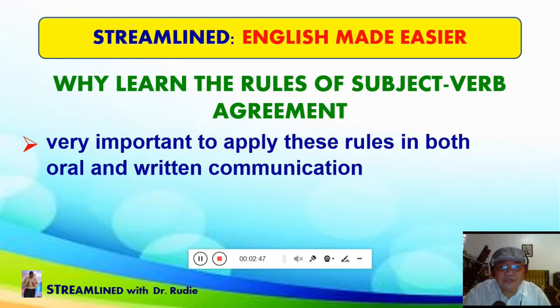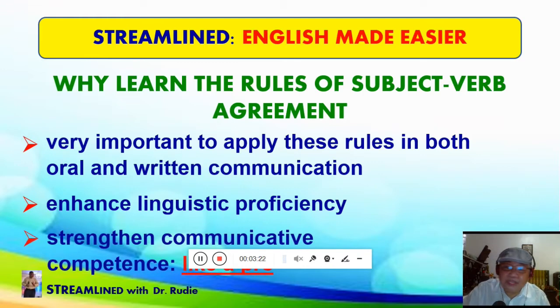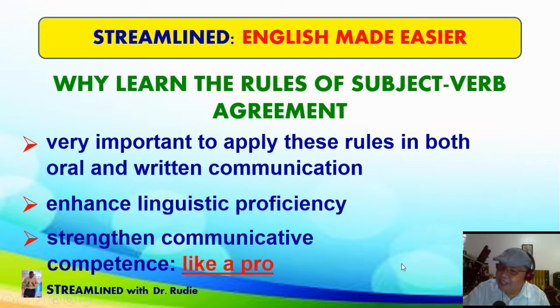We learned the rules of subject-verb agreement, as these are very important in both oral and written communication. Secondly, we want to enhance linguistic proficiency. We want to build confidence, and a key factor for confidence in communication is knowing that we are correct with our grammatical structures in our sentences. And thirdly, we want to strengthen communicative competence, where everyone is able to communicate like a pro.